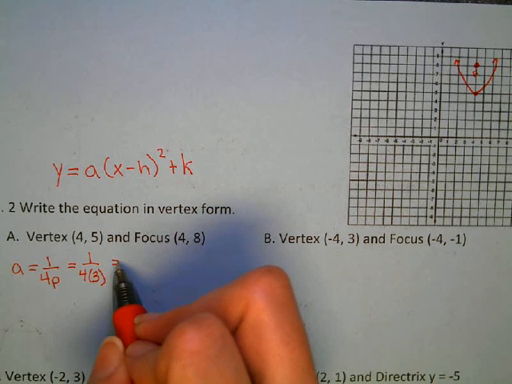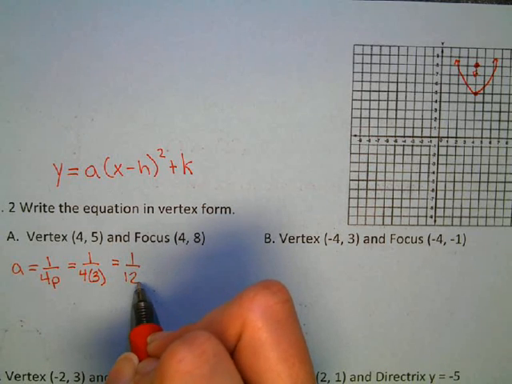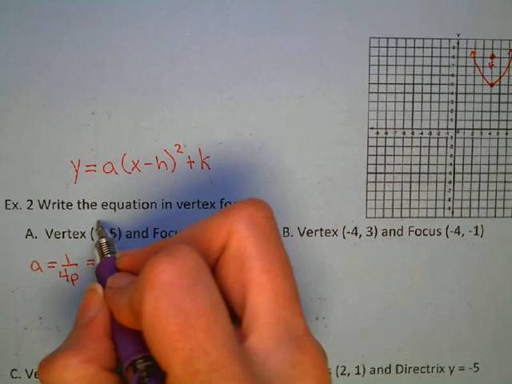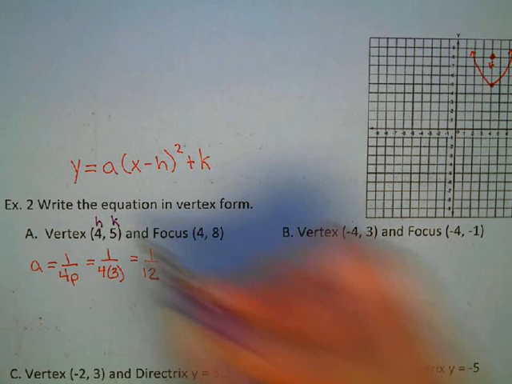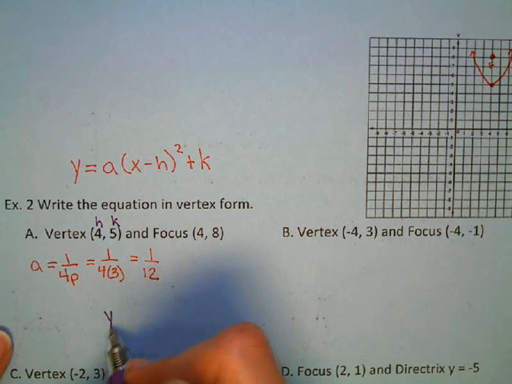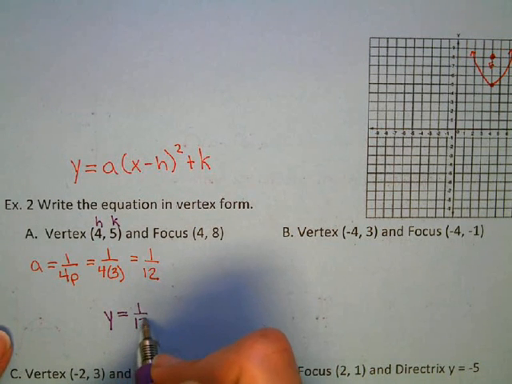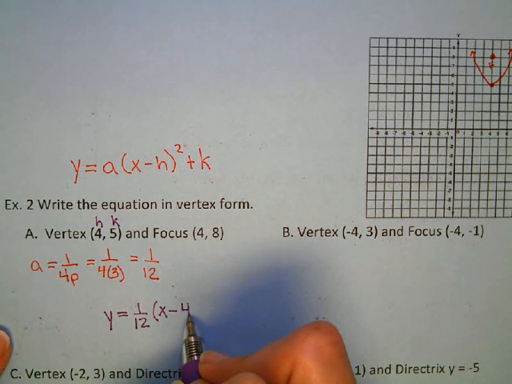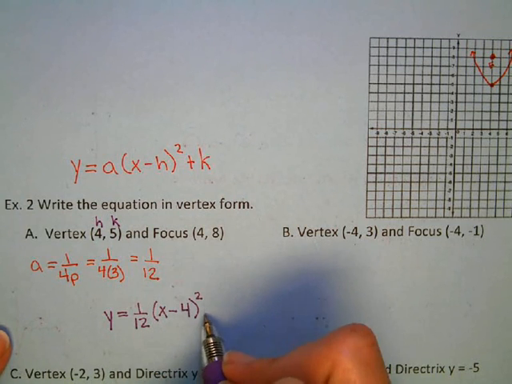To write the equation, we plug in, this is our h, this is your k for the vertex. Y equals 1/12, parentheses, x minus h, which is 4, plus k, which is 5. So this is the answer in vertex form.